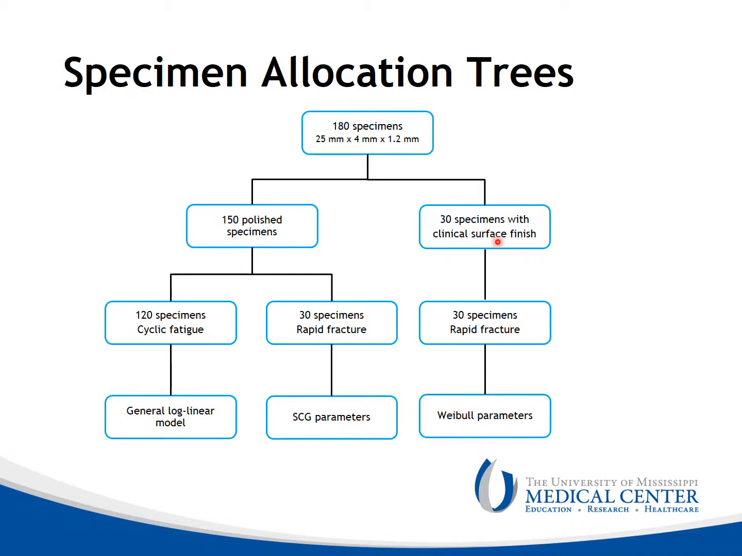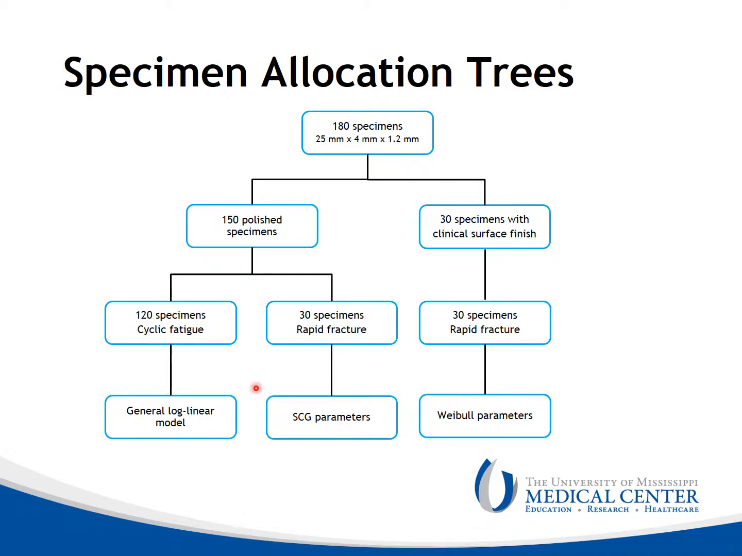These 30 specimens with a clinically relevant surface finish are going to be subjected to rapid fracture testing. And this final box tells us what type of response variable or data or statistics we're going to receive from that group. So we're going to estimate Weibull parameters from those specimens. Out of these 150 specimens, they'll be further divided into a group of 120, which will be loaded and unloaded under very light mechanical loading in a cyclic fatigue or a chewing type fashion. And then 30 of the 150 specimens will come over here for rapid fracture testing. And those can be compared to the data that we get from these 30 specimens in rapid fracture testing. They can also yield subcritical crack growth parameters for us.